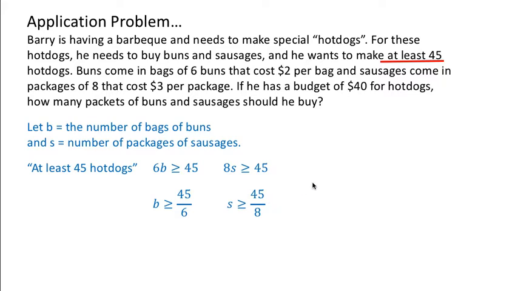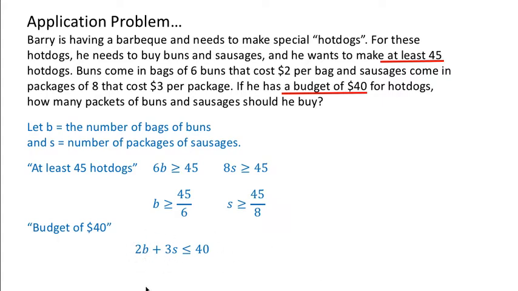The other keyword here is budget of $40. So if he's got $2 per bag and $3 per package, $2 per bag of buns plus $3 per packet of sausages has to be less than or equal to $40. Notice I said the word dollars, dollars, dollars. It's all got to be the same units.